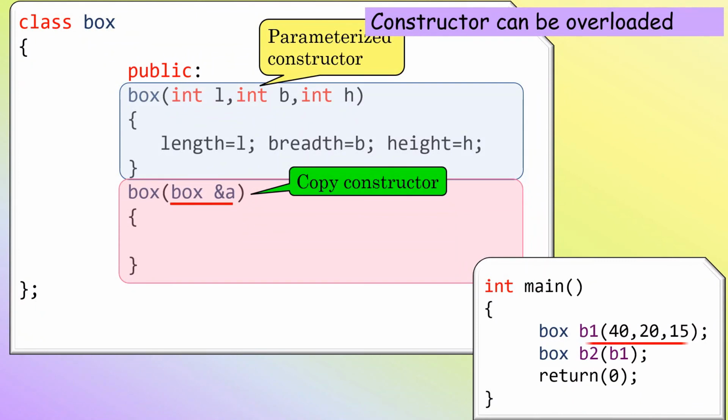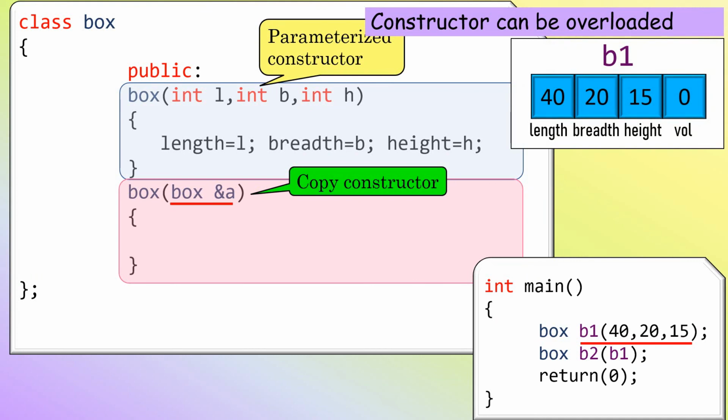When the object B1 is created, the parameterized constructor gets executed. So, object B1 is initialized with values 40, 20 and 15. I am creating another object B2. Box B2 and within parentheses B1. Here object B2 is created with the parameter B1. The parameter B1 is an already created object.